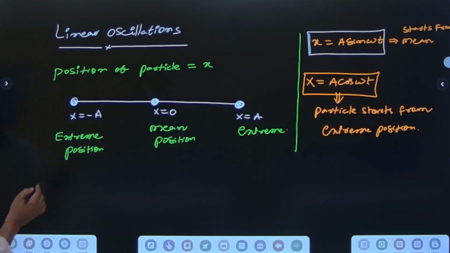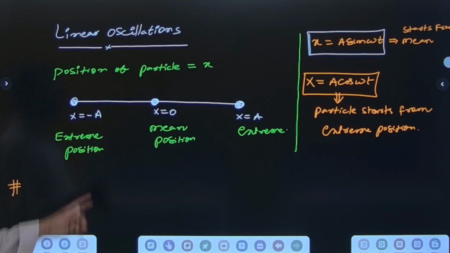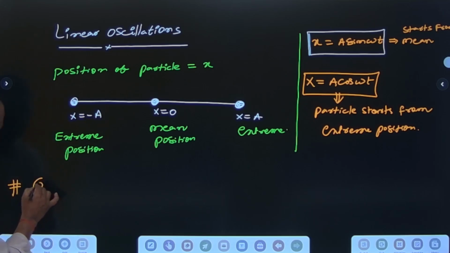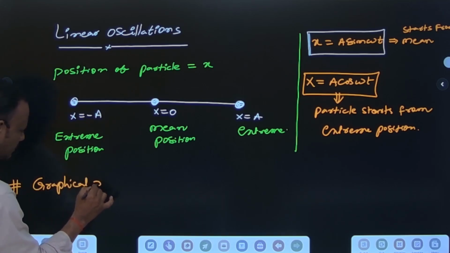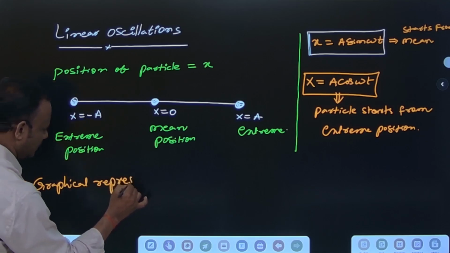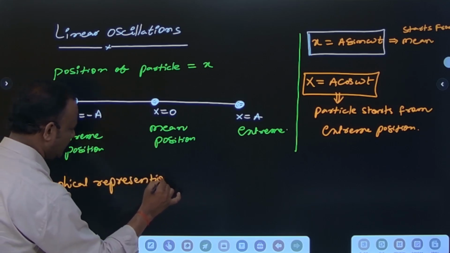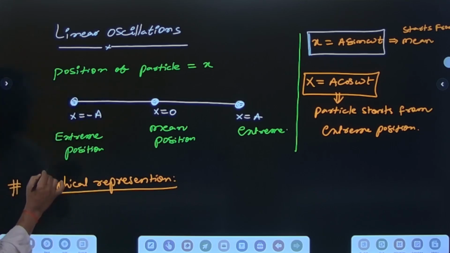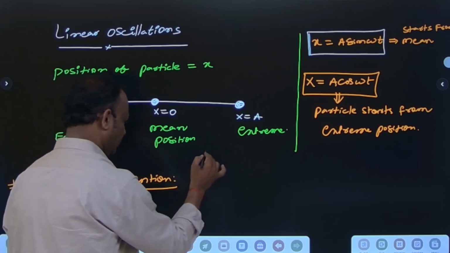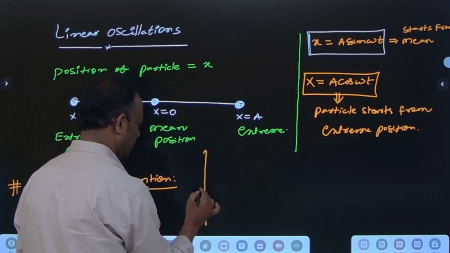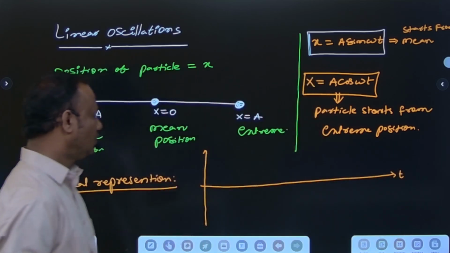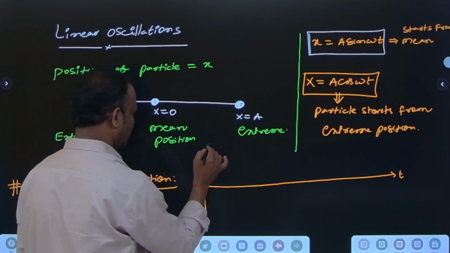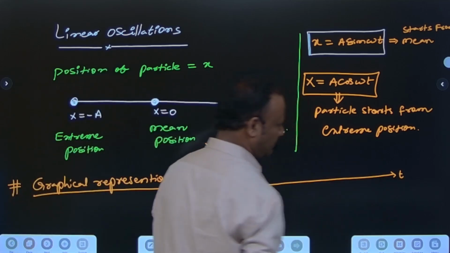So before this, I want to draw the graph. Okay, the graph is what? It's a graphical representation. Here position is taken along the y-axis. Okay, and this is what? Time, it's t. Yes. So for all the cases, this is position, and this is time taken.